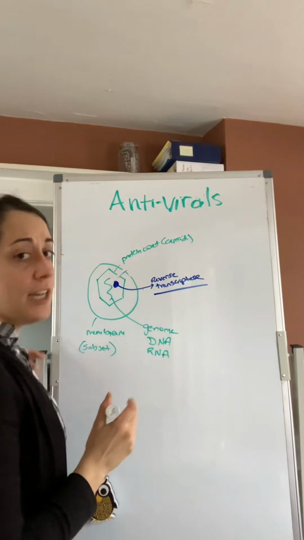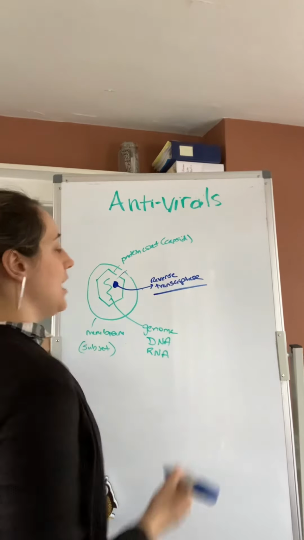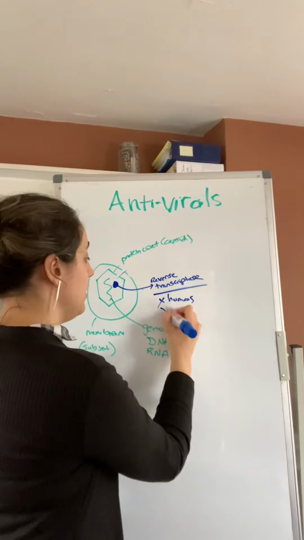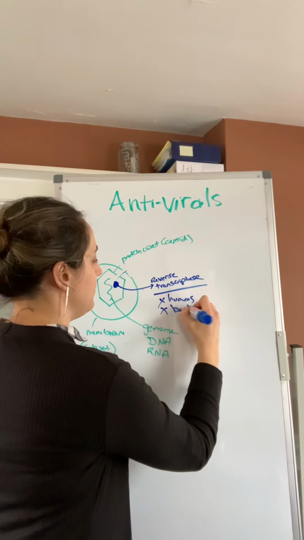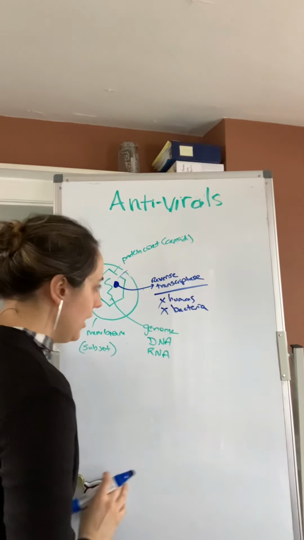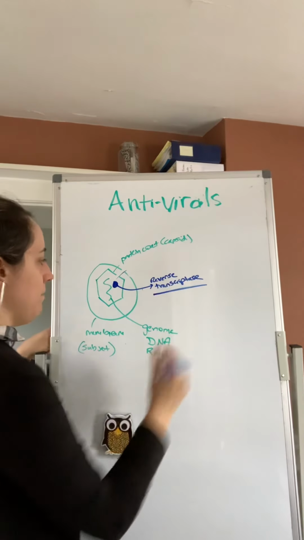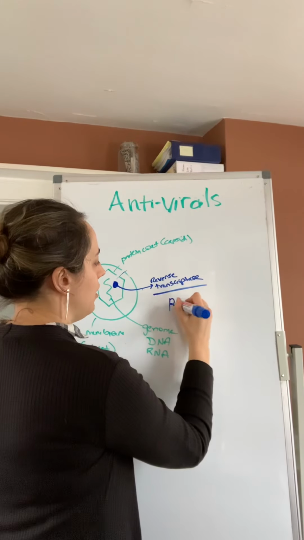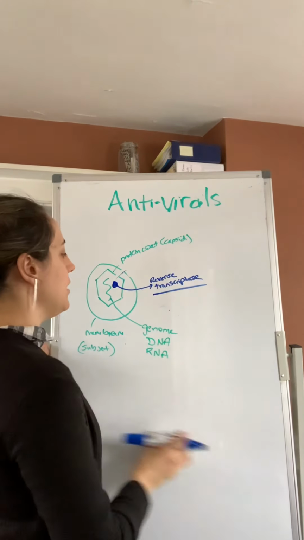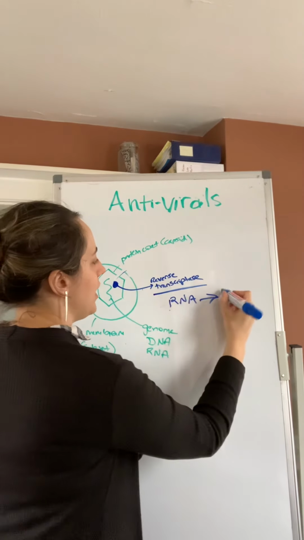Now this, as you might be thinking, is not something that we have in humans. This is also not something that exists in bacteria. This is unique to some viruses. And this enzyme is used to read RNA. So the viral genome is RNA. And it reads RNA and makes DNA.